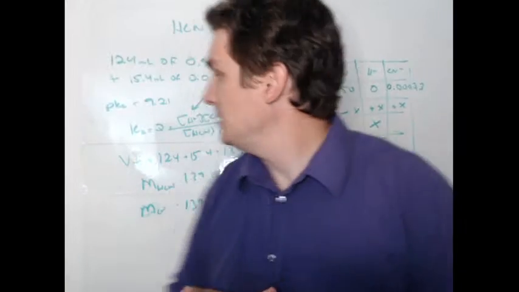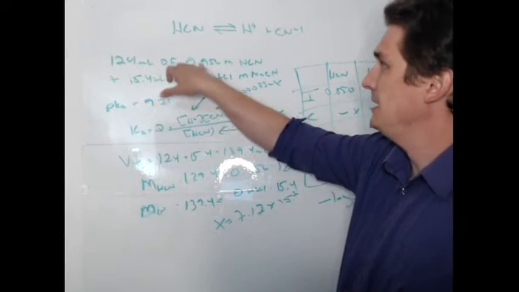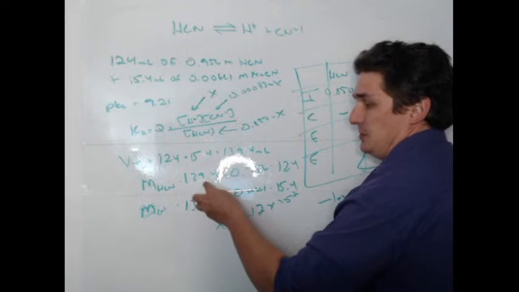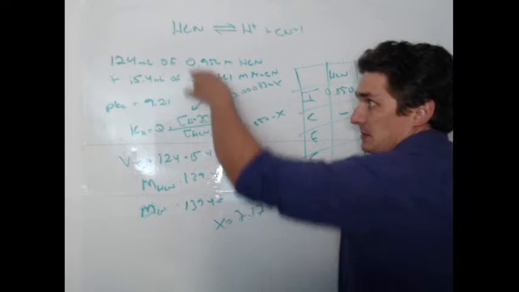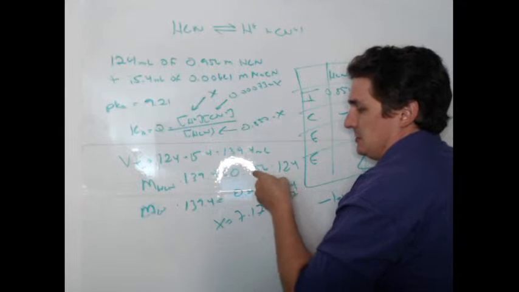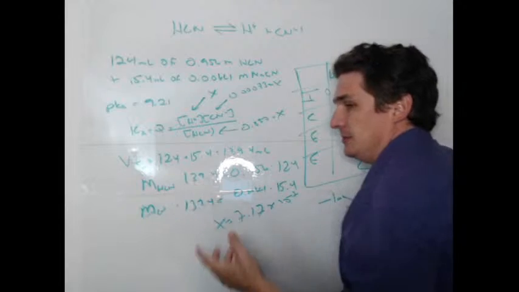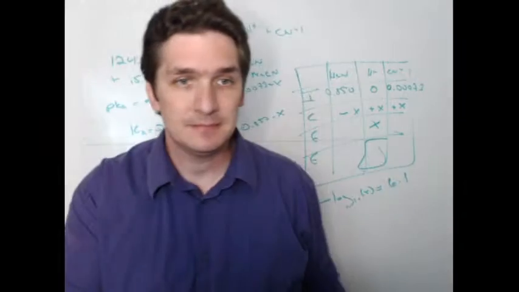Correct. In the previous example, for both the HCN and the NaCN, you need two separate dilution formulas. They both share the same final volume because they're being mixed together, but they have different starting molarities and different starting volumes. In both cases, you're solving for the final molarity, which is the molarity when they're mixed together.